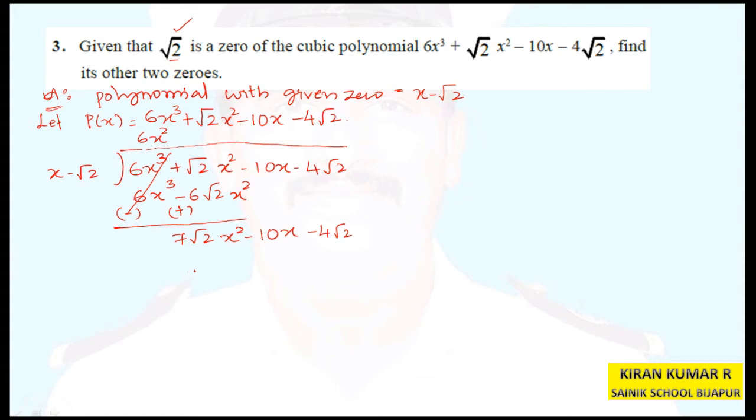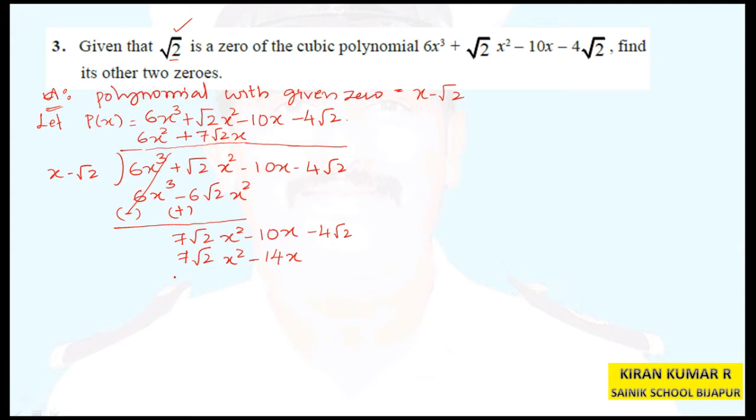Now the first term has a coefficient of 7 root 2. So let us multiply positive 7 root 2 x to the polynomial. That's all, just multiply that. We get 7 root 2 x squared minus, what will be 7 root 2 multiplied by root 2? Root 2 into root 2 equals 2, 7 times 2 is 14.